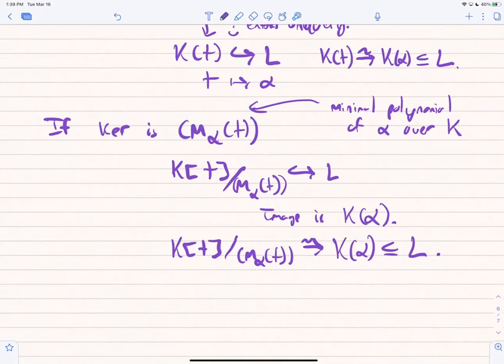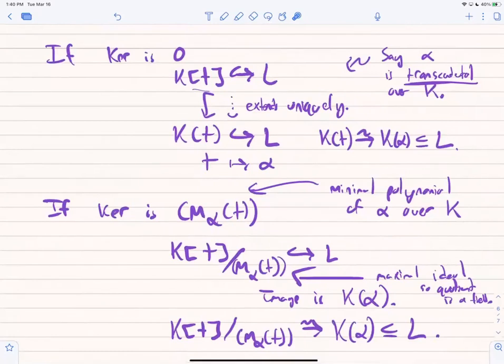Okay. And in this case, it's isomorphic to K[T] mod m_alpha(T). So the point is, in this case, this is a maximal ideal, so the quotient is a field. So that's why you don't have to then pass to the fraction field here to get something. The quotient is already a field. And so this is some algebraic description of this field, K(alpha).